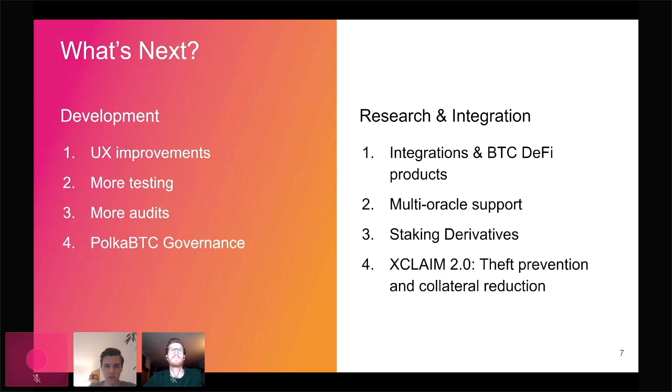And then two pretty cool things that are coming up are staking derivatives, where vaults will be able to earn additional rewards on their collateral. And we're working on Xclaim 2.0, which will make the system much more secure and also reduce the collateral. And essentially, when this works, it'll be a groundbreaking change to the entire bridge ecosystem.